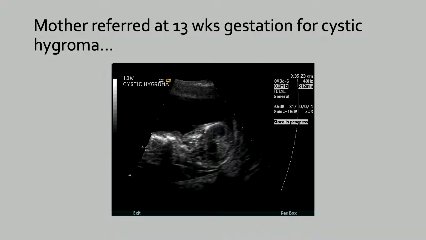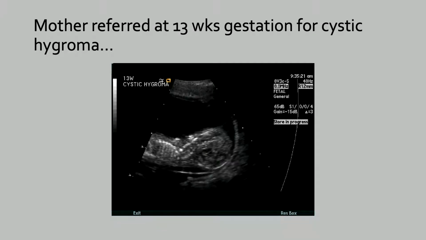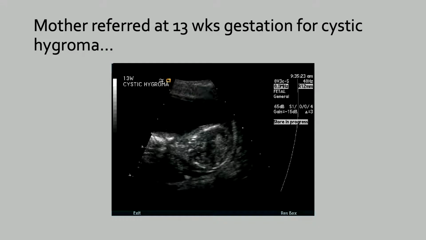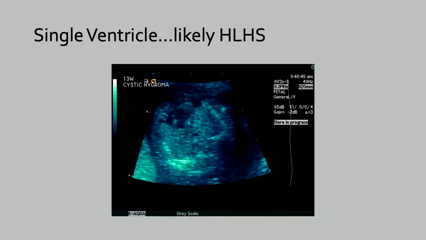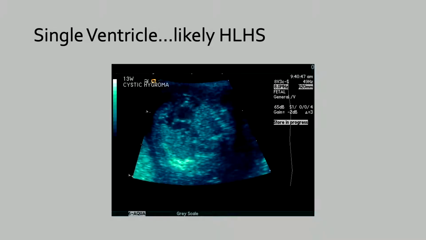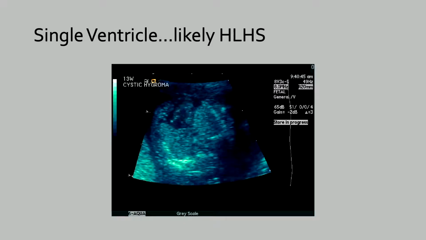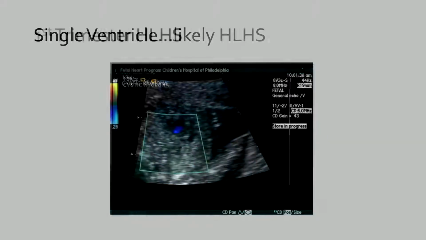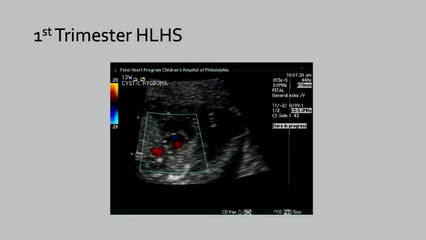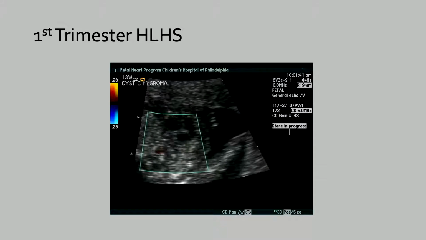First trimester screening, 13 weeks gestation, fetus referred for a cystic hygroma, and you focus in on the heart. Some of these images are real world, so they're not perfect, beautiful images, but at 13 weeks we were able to tell that there looked like there was a pericardial effusion and a single ventricle, likely HLHS. Put a little bit of color on, and there looked like a little bit of AV valve regurgitation across and into this single inlet.